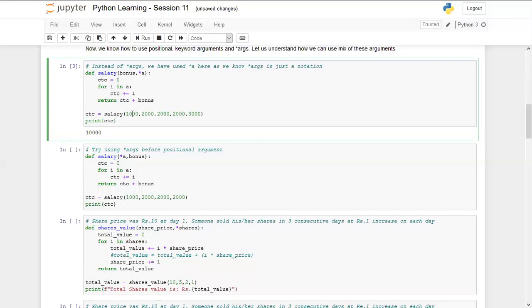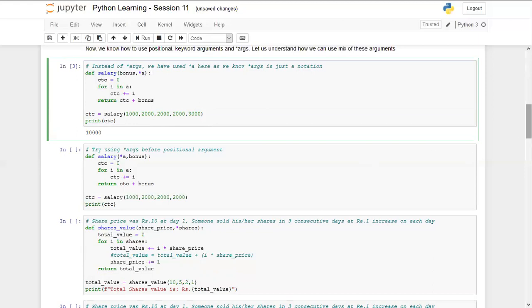So again, the first value will be taken by the bonus argument, and all the remaining values that you give after this will be consumed by *args. So this is the mix and match of positional arguments and *args.